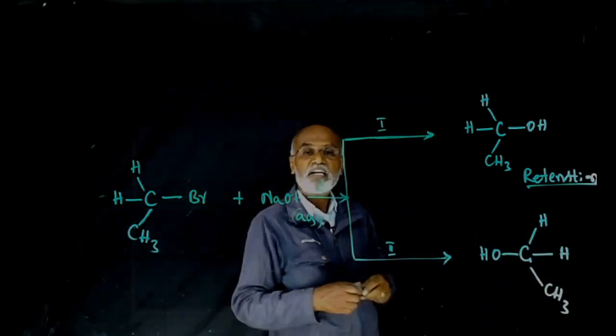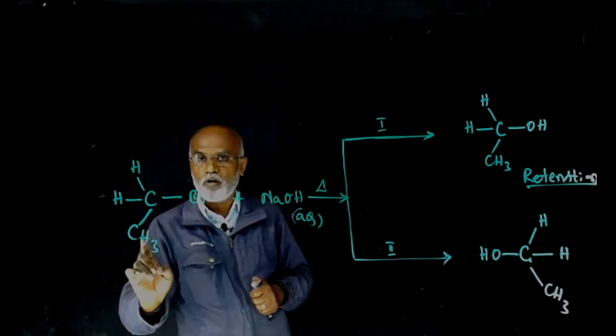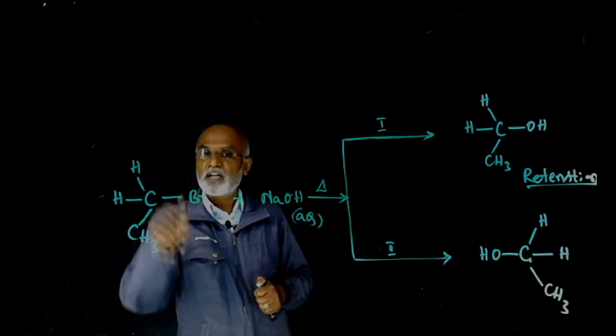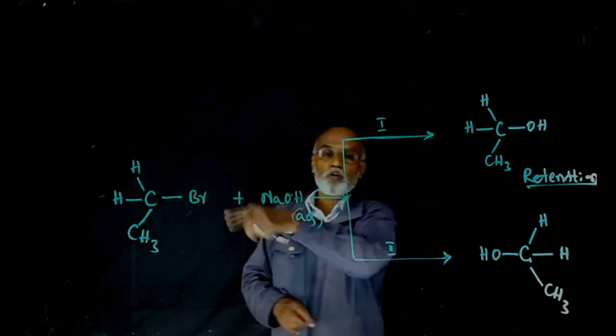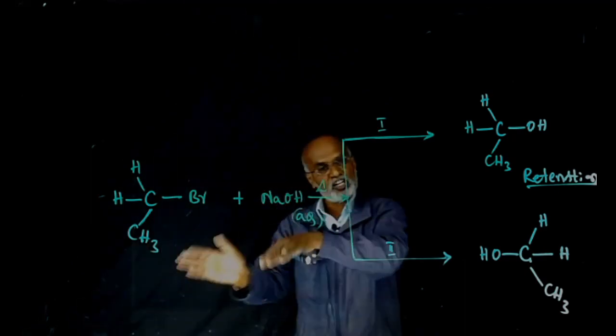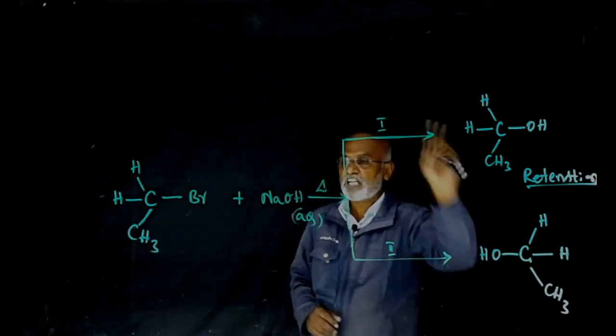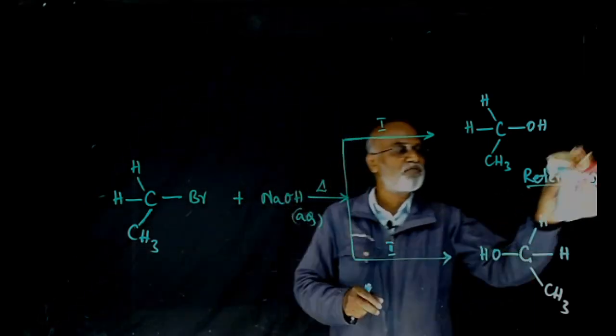So to call it retention of configuration, the orientation of atoms, groups and bonds of the reactant molecule should remain the same in the product during the progress of the reaction. Then we say that the reaction has proceeded with the retention of configuration.